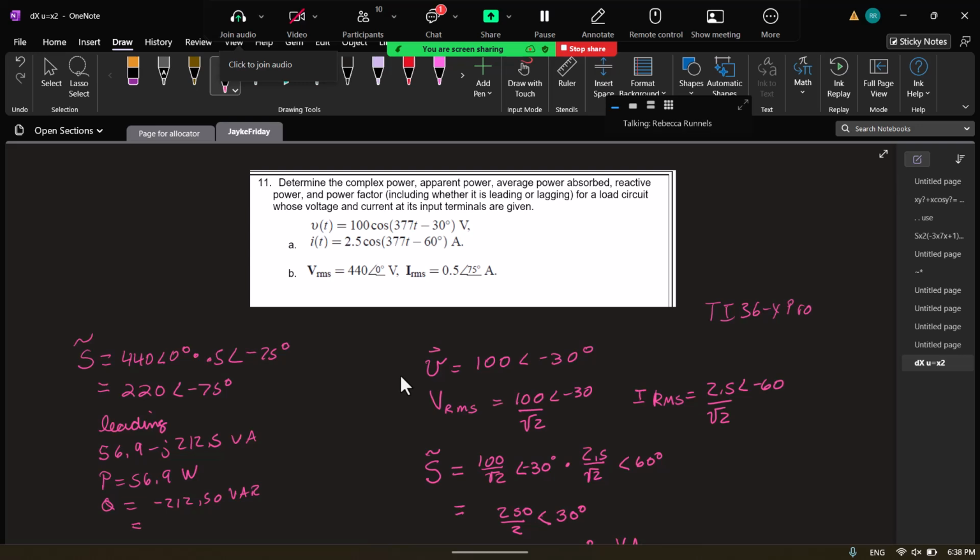Our power factor is the cosine of negative 75 degrees, and that I believe is 0.26, and it would be leading. Okay, so any questions on that one? Can you all see that corner of the screen? Yeah. All right. So I'm gonna save this one and then move on to number 12.